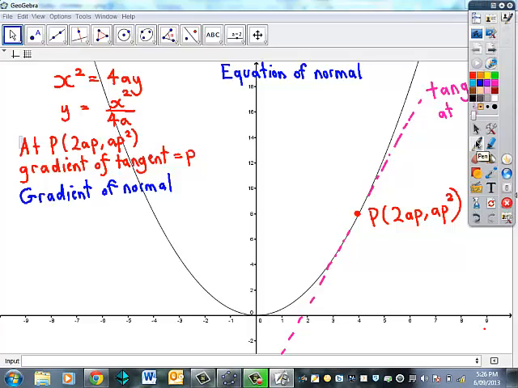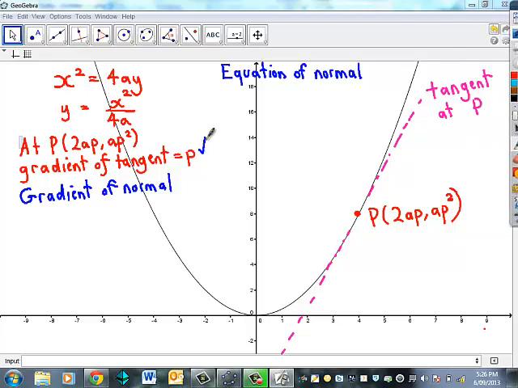Just like we were able to work out the gradient of the tangent to the curve drawn at P, and also the equation of the tangent, we should also be able to work out the gradient of the normal drawn at P, which is perpendicular to the tangent, and also its equation. So that's what we'll be doing next. And we'll be making use of the fact that for perpendicular lines, m1 times m2 equals minus 1. And so if the gradient of the tangent is p, then the gradient of the normal should be the negative reciprocal of that, which will be minus 1 over p.